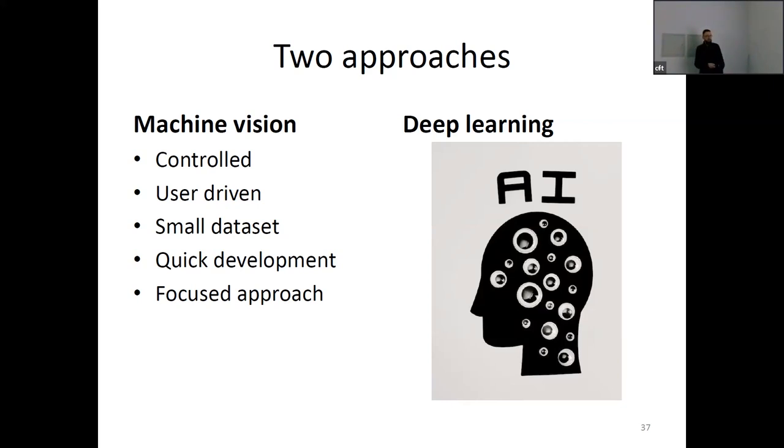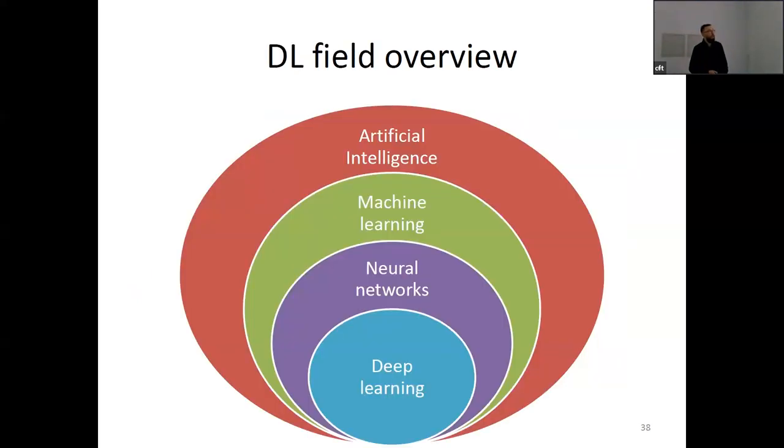But it's a very focused approach. You cannot achieve the correlation of some unknown features here. This is very specific for this approach: you have to know what you're looking for. On the other hand, there is a deep learning method.